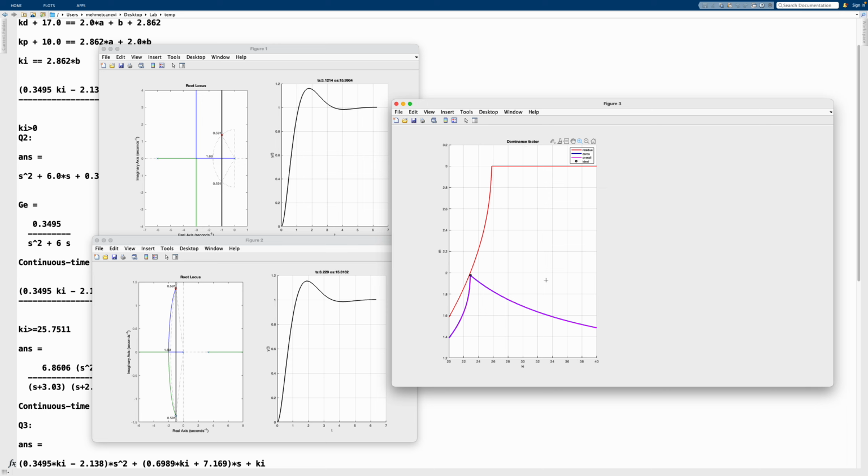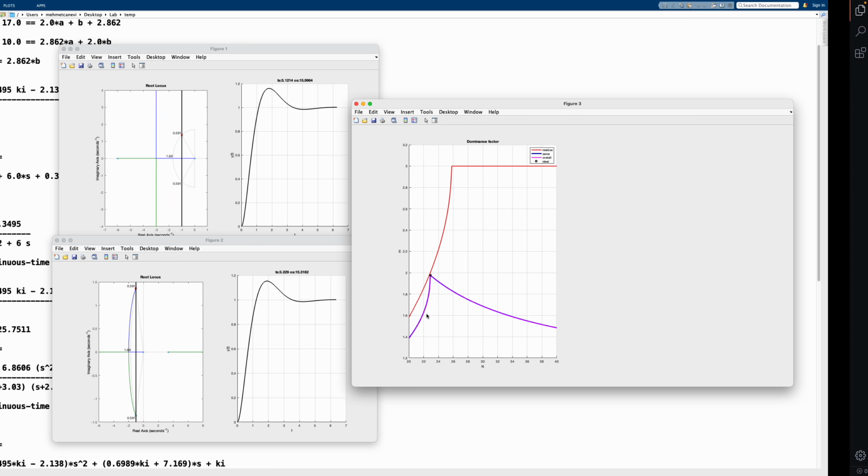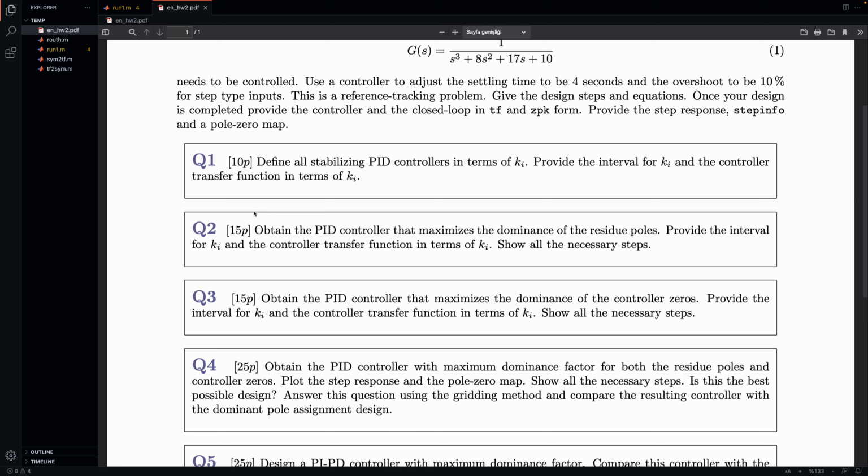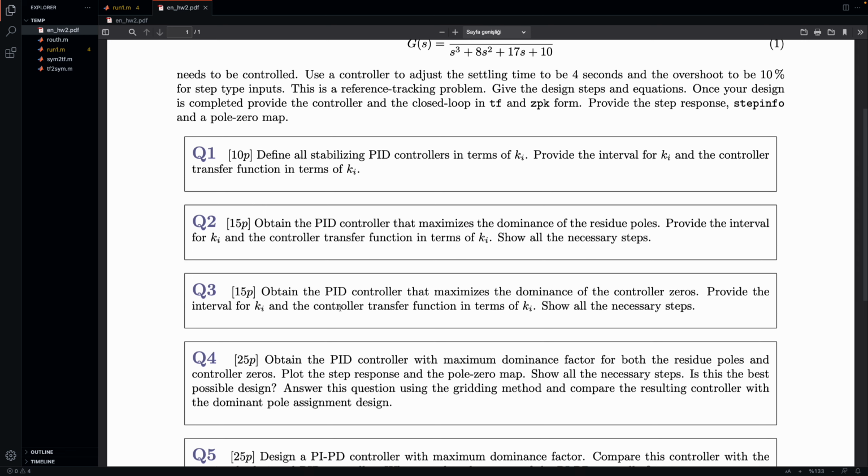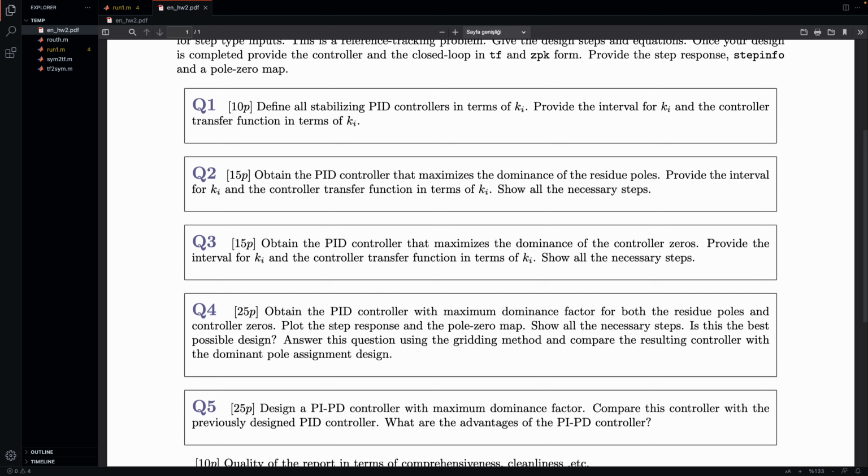We can see that in terms of dominance factor, this is the situation that we're in. We can choose this point here and this solution as the best overall dominance factor, because that's exactly the point that we get here. But the question doesn't stop here. As you can see, we're solving for Q4 here, for the overall one, which is here. And it says, is this the best possible design? And we should answer this by using the gridding method and compare the results.